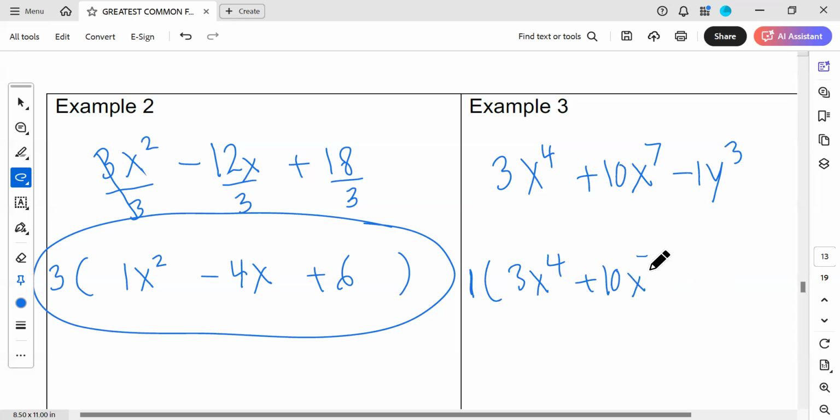When 1 is your GCF, you actually don't even need to do anything. You can just really bring down the same thing. There's nothing that happens.